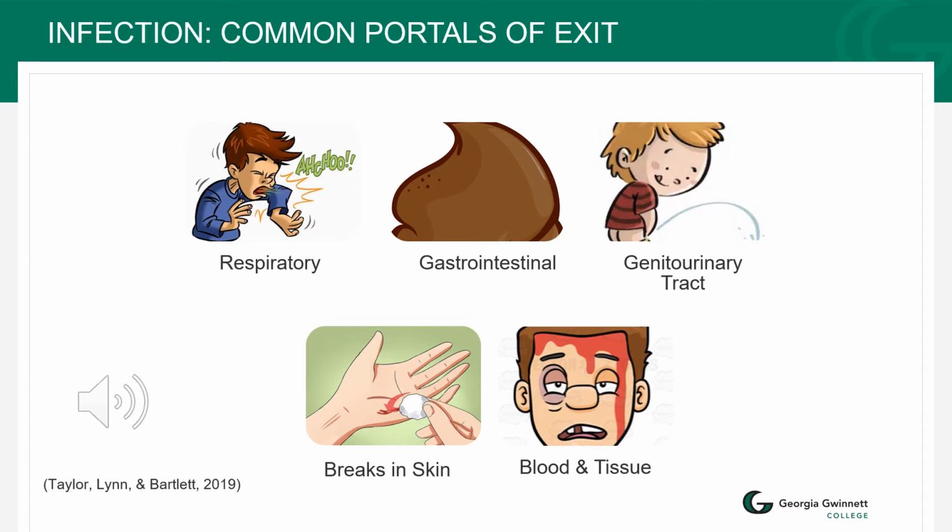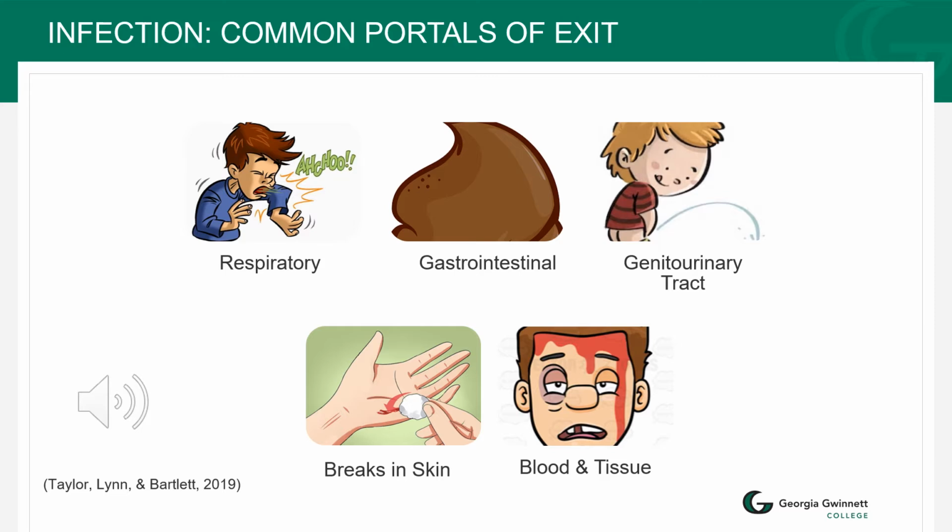So C. diff's mode of transmission is the fecal oral route. So the exit portal of that organism is the GI tract or the rectum. And the entry portal for the susceptible host is the mouth. So the mouth orifice. So you hear the fecal oral route. That's what we're talking about.